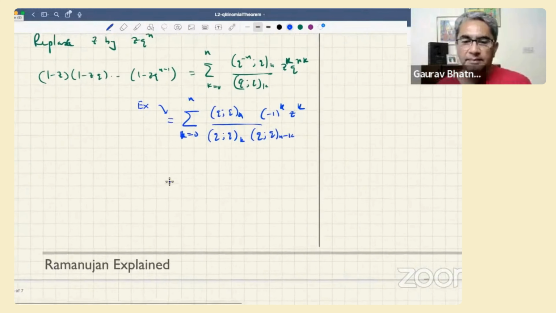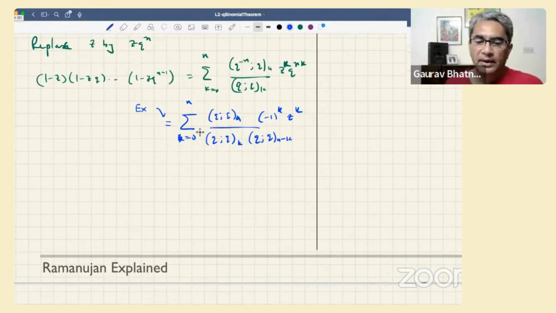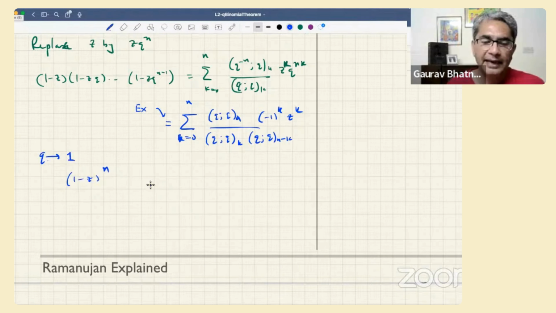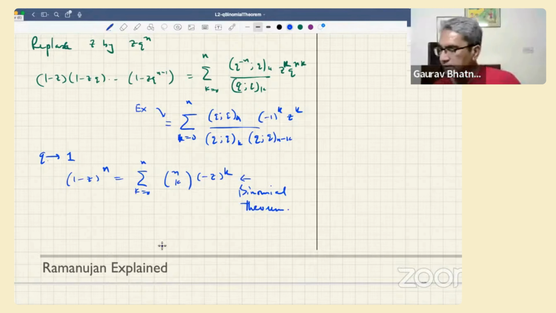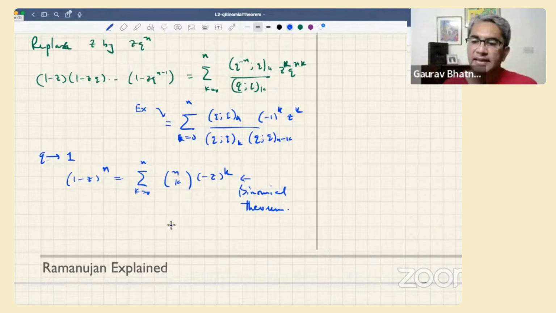Now in this, if we take q going to 1, then you will get (1 minus z) raised to n is equal to the sum k going from 0 to n of n choose k times (minus z)^k. This is the binomial theorem in finite form. So I will stop here. If there are any questions, we can take some questions now.